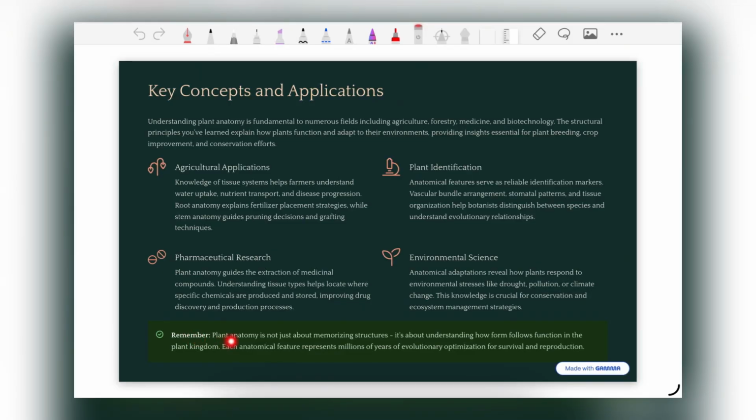Remember, plant anatomy is not just about memorizing structures, it's about understanding how form follows function in the plant kingdom. Each anatomical feature represents millions of years of evolutionary optimization for survival and reproduction.